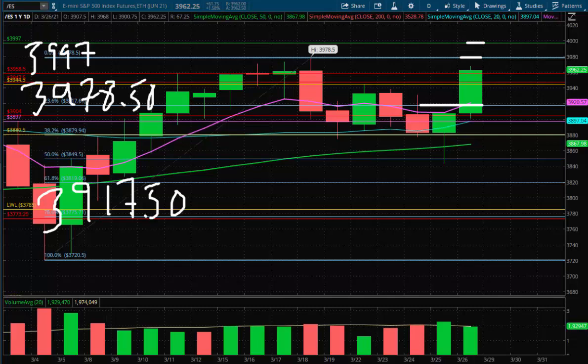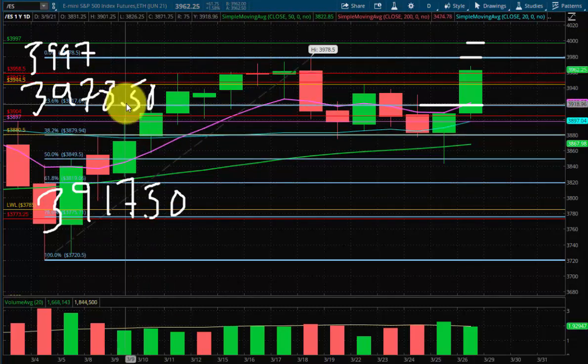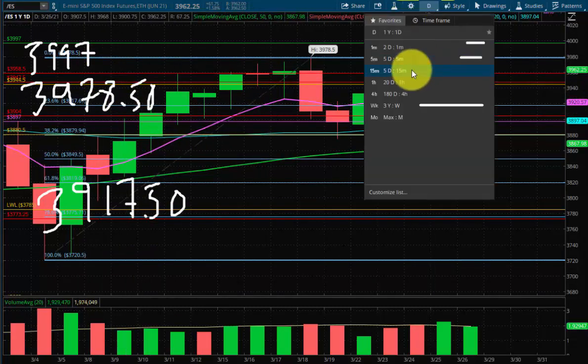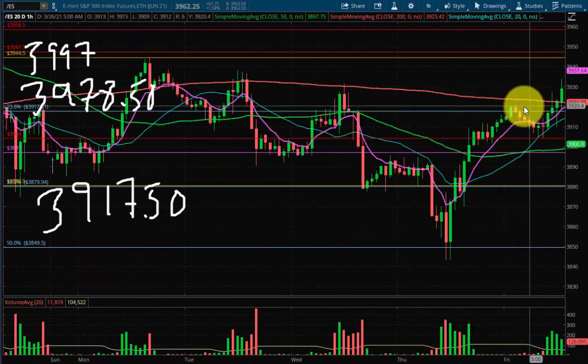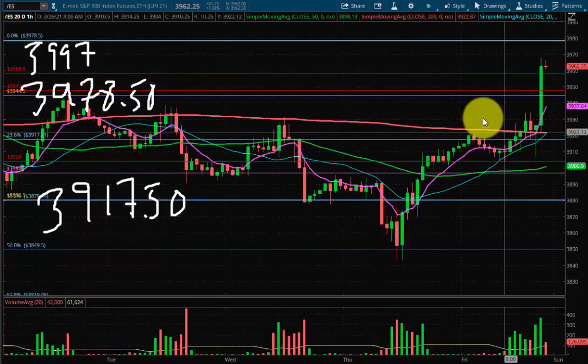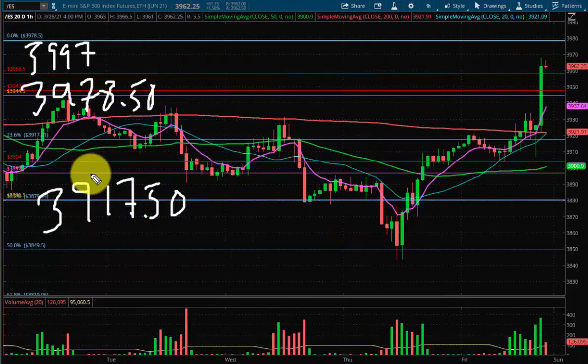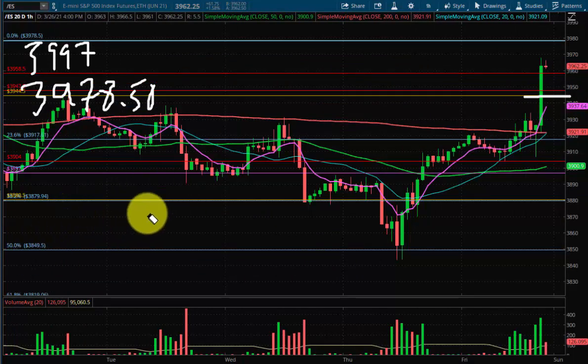Okay, so if this level holds, these are the next targets overhead. There are two more nearby levels, and I'll zoom in to show you. So this is just the hourly time frame. The two other nearby levels are the 39.445 that we talked about. So let me erase this and write it below. 39.445.